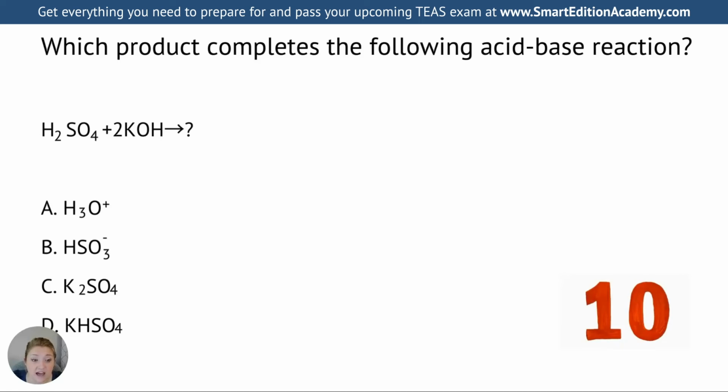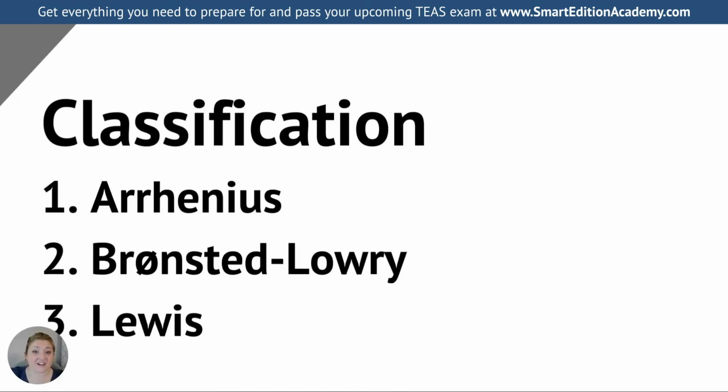Now, taking a look at our answer choices below, we have H3O plus, HSO3 minus, K2SO4, or KHSO4. So, which one of these would be a product that includes the two potassiums, the two Ks, and the SO4 in the neutralization reaction? If you said C, you are correct. Good job. That was probably the hardest part of this whole session, the equations part. That's the part that most people get tripped up on, so don't feel bad if you did get tripped up on a few of those. Hopefully my answers were able to clarify it for you.